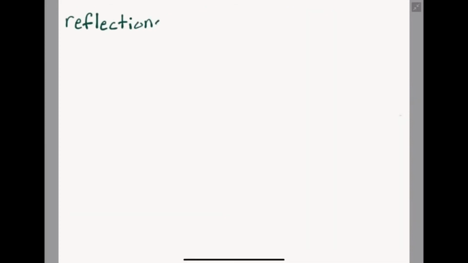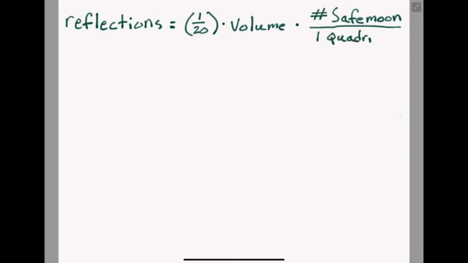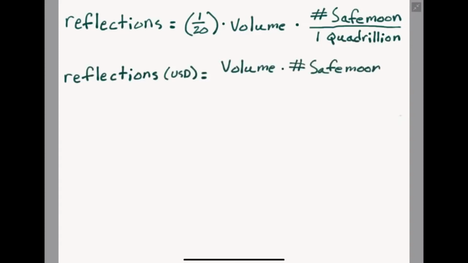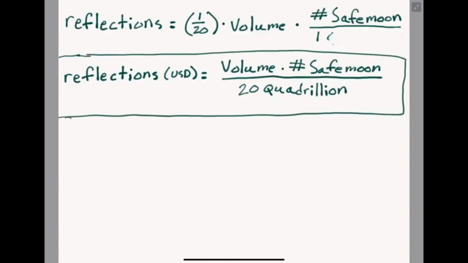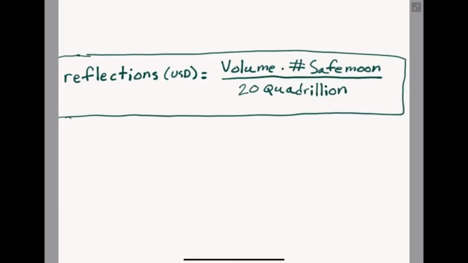After rewriting, we have a neat equation that tells us how much our daily reflections will be worth relative to the daily volume. Our equation is reflections equal volume multiplied by the number of Safemoon you own divided by 20 quadrillion. I go into greater depth on this topic in my first video, and the link will be in the description. This equation uses our total supply, 1 quadrillion, even though we have over 420 trillion burnt tokens. Why? Because the burn wallet is also gaining reflections, so its holdings count toward this calculation and this distribution.